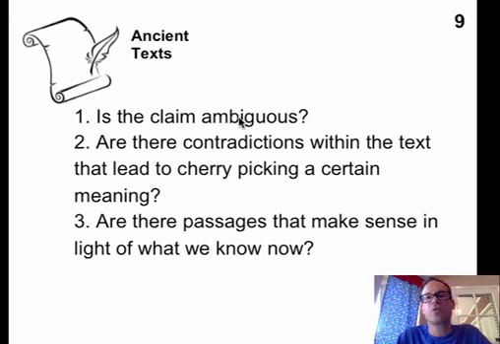Now, how strict you are, how vague the meaning is, really depends on the context. Sometimes very general translations are fine, but sometimes ancient texts are so old, it's very hard for us to understand the context in which they were written or produced, and so we don't get the whole story. Secondly, when you're evaluating an ancient text, you want to ask yourself if there are contradictions within the text that lead you to just pick a certain meaning.